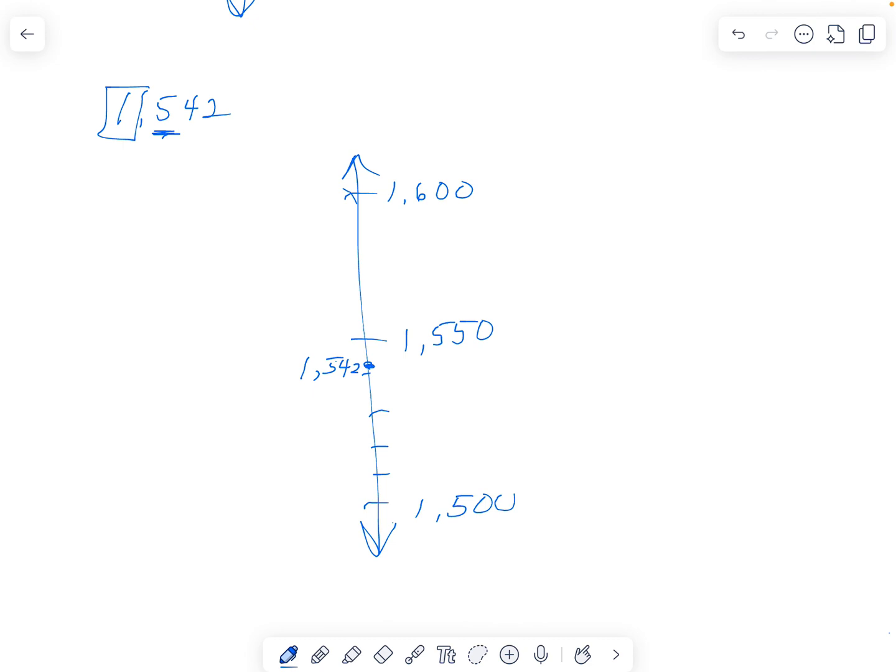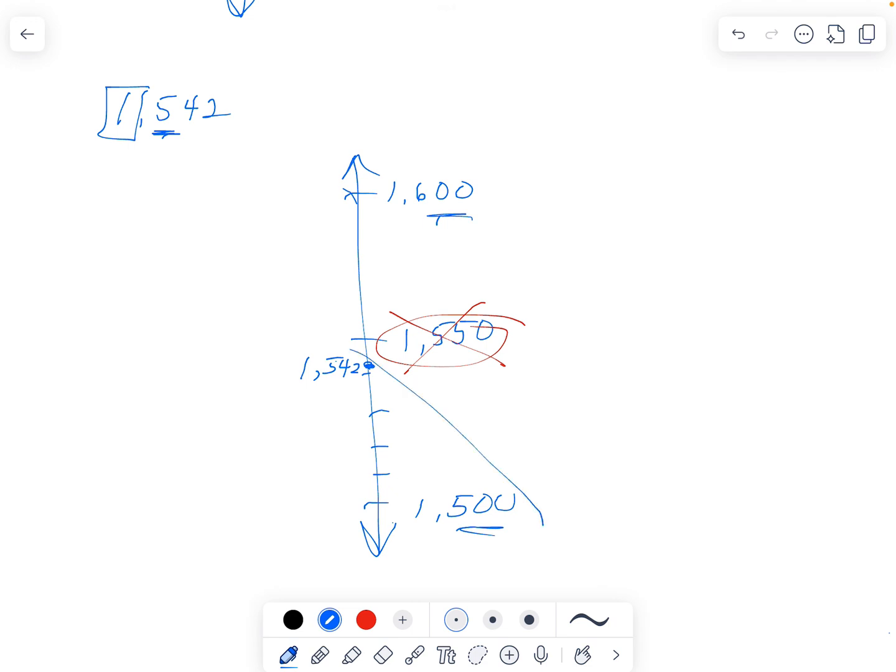Again, remember, we cannot round to the midpoint. It must round to one of the multiples of 100. I see that it's not quite at the midpoint, so I know that I have to round down. So now I know that 1,542 is approximately 1,500.